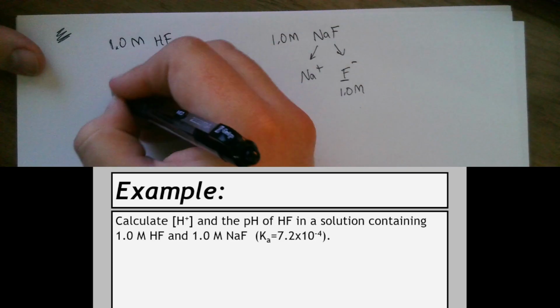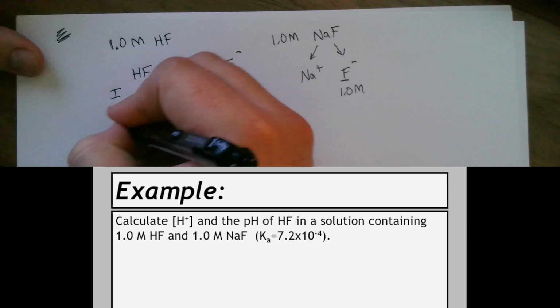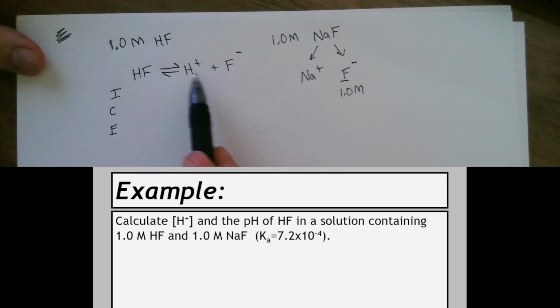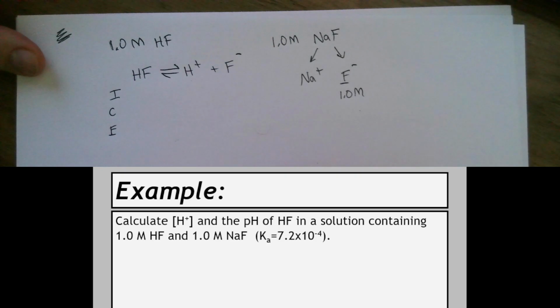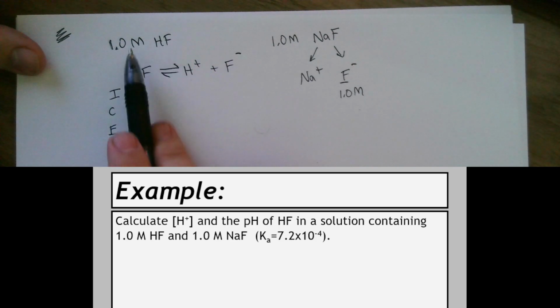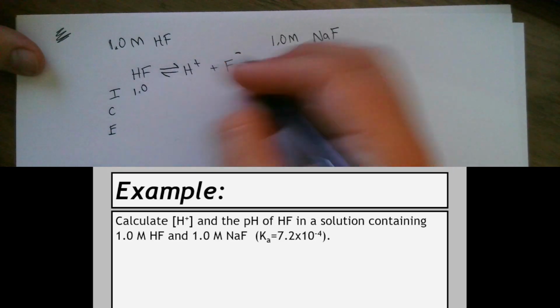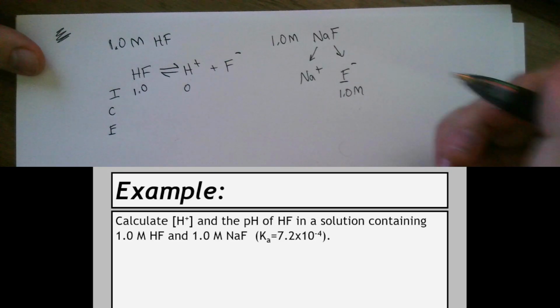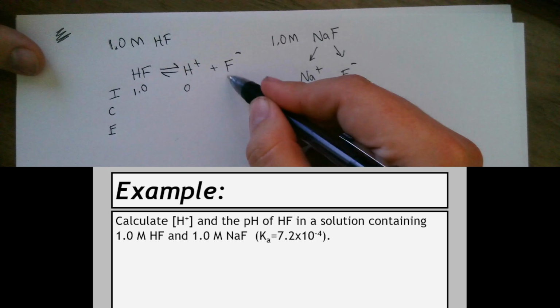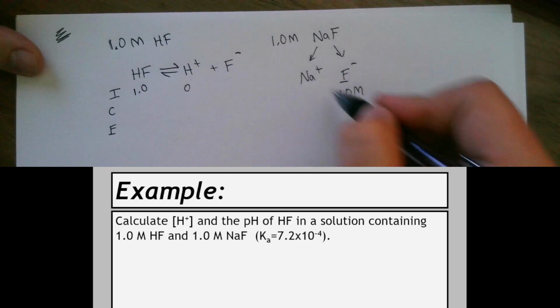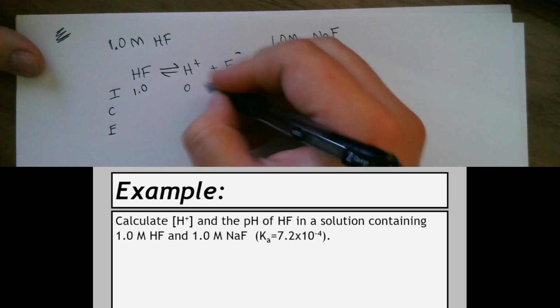So we're going to go ahead and set up an ICE table. Our goal here is to find H plus. I want to see at equilibrium, once this reaction stabilizes, how much H plus I have left over. My starting information, I have 1 molar HF. I don't have any H plus to start with, but this time, unlike last time, I have some F minus to start because I also have 1 molar F minus in my solution.